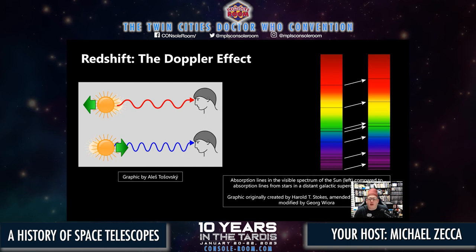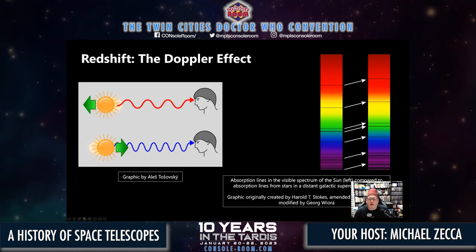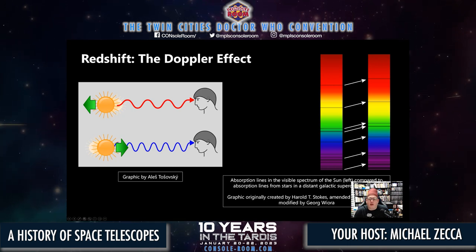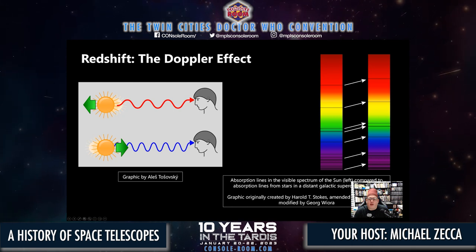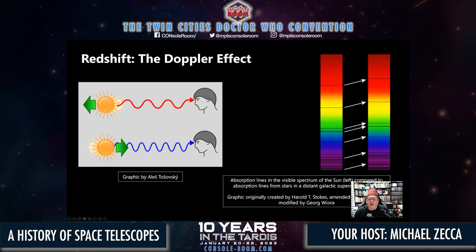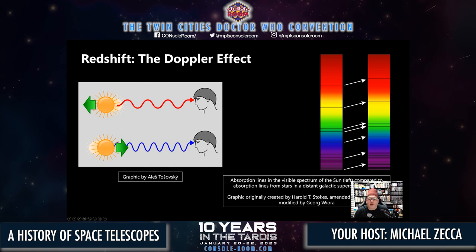You can see that same pattern and how it's shifted in objects that are further away. And you can measure that shift, and that's the redshift. We use that redshift to give us a sense of how fast the object's moving away from us, which, when we're talking about the distant universe, is really a good way of measuring the distance it is from us.